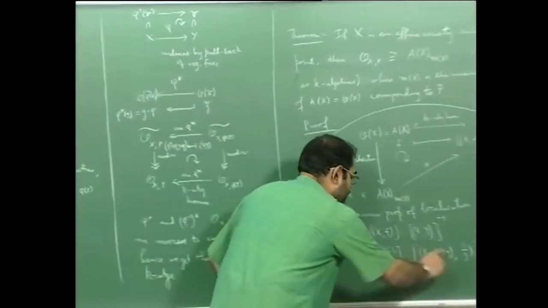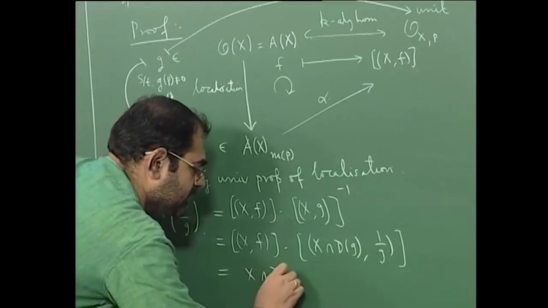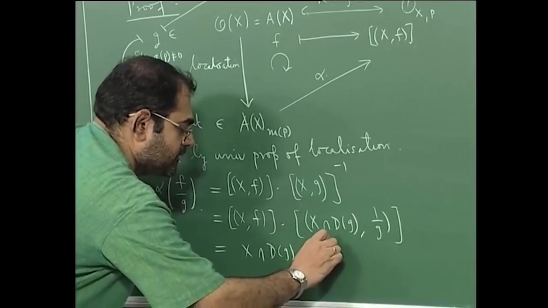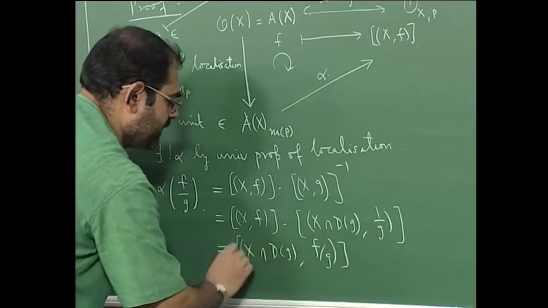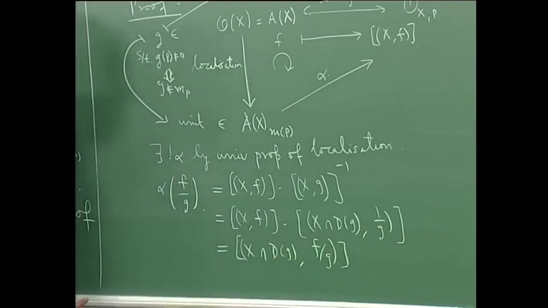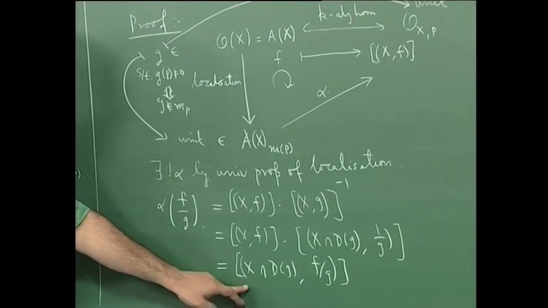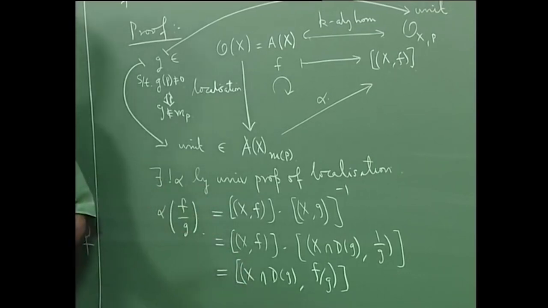So in fact if you take the product, you have to take the product in the intersection, so it will be just X intersection D_g, f by g. This is the map, because you see f by g is certainly a regular function on X intersection D_g, and it is a germ of this function. So this is the map. Now you can see very easily that this map is both injective and surjective.